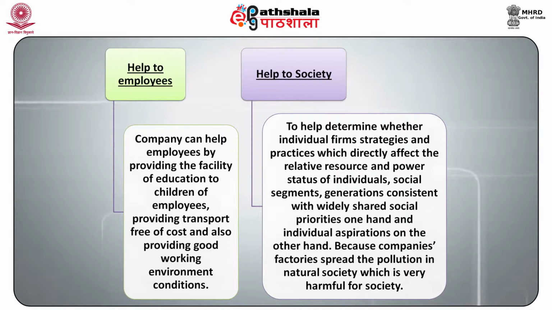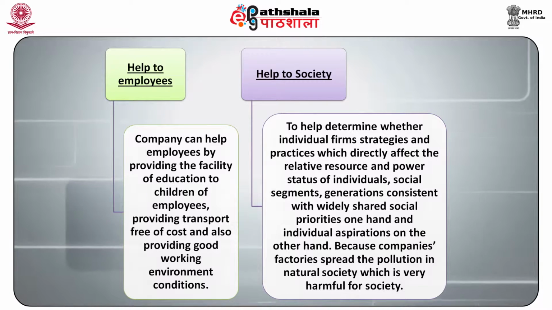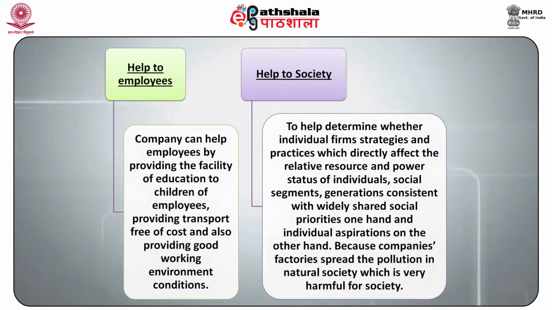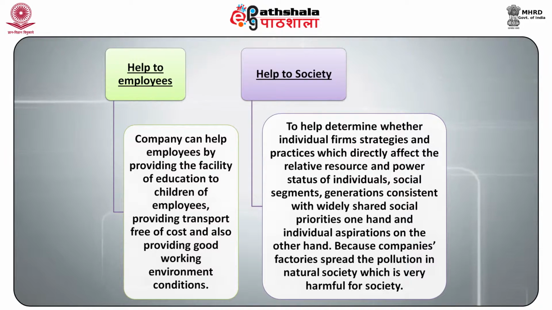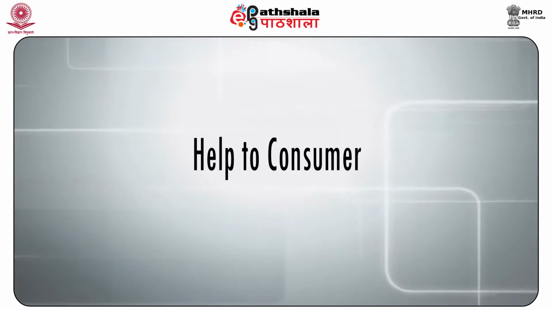Second, help to employees. A company can help employees by providing the facility of education to children of employees, providing transport free of cost, and also providing good working environment conditions. Third, help to society. To help determine whether individual firm strategies and practices which directly affect the relative resource and power status of individuals and social segments are consistent with widely shared social priorities on one hand and individual aspirations on the other hand. Because companies and factories spread pollution in natural society, which is very harmful for society, an enterprise can help society by planting trees, establishing new parks near the factory area, and also opening new hospitals.